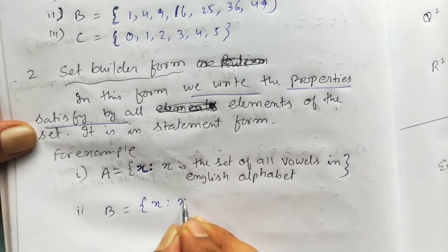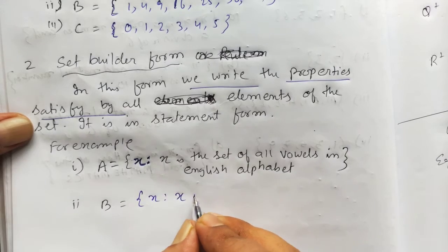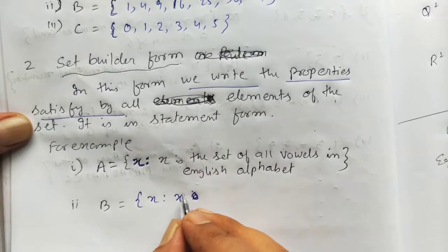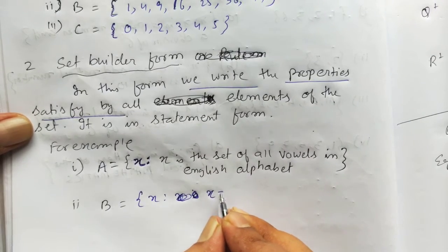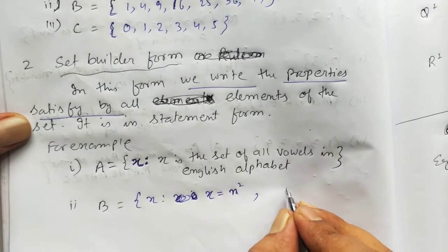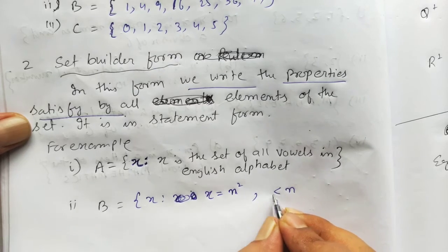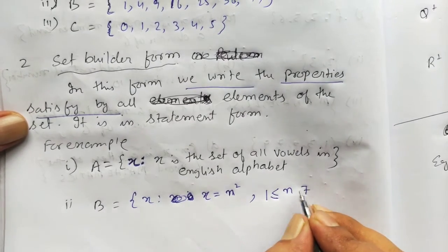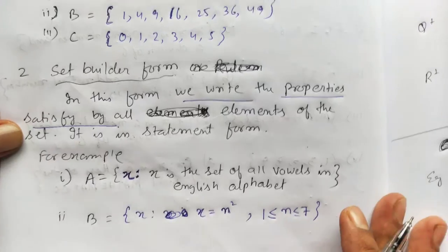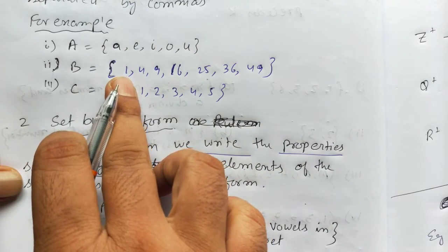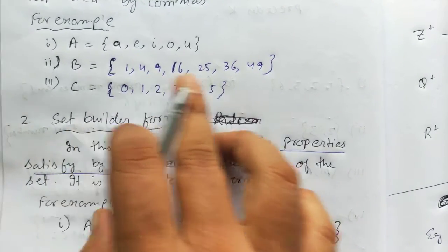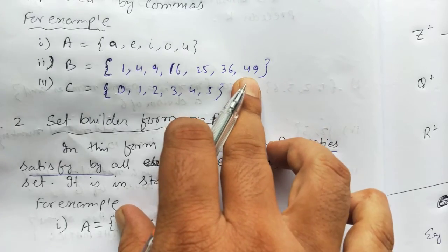X such that x is a square number, or we can write in numerical form also. X such that x equal to n square. And what is the condition of n? N is from 1 to 7. From 1 to 7. Clear? Or we can say the statement x such that x is a square number less than 8 or up to 7. Clear?